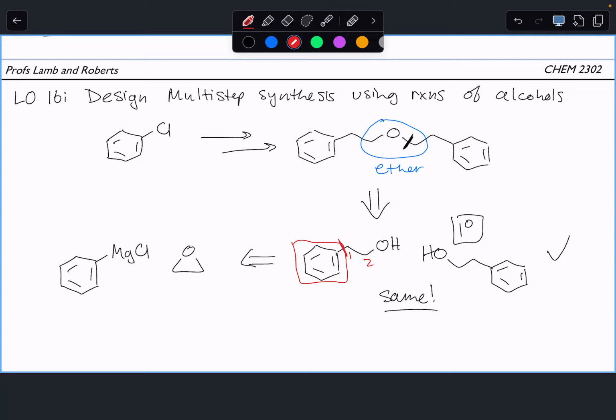And then we can make this organometallic reagent from that chlorobenzene. So these are all reactions that you know, okay? And then for multi-step synthesis, you would write it in the forward direction to show each of those steps in sequence, which again, I will do and post with the notes.